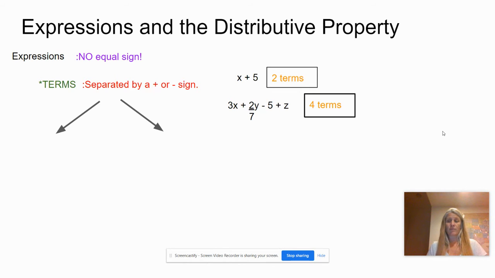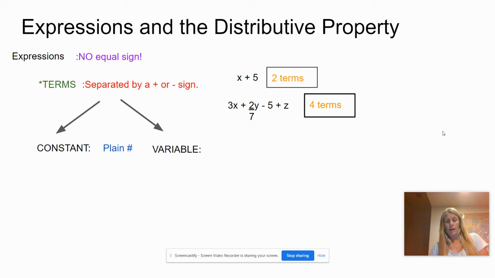Now, we have two different types of terms. The first one is a constant. Now, a constant is simply a plain number. There's no letter, no variable. It can be a positive number, a negative number, a decimal, a fraction, but it's a plain number that is not being multiplied or divided by a number. So just a plain old number is a constant.